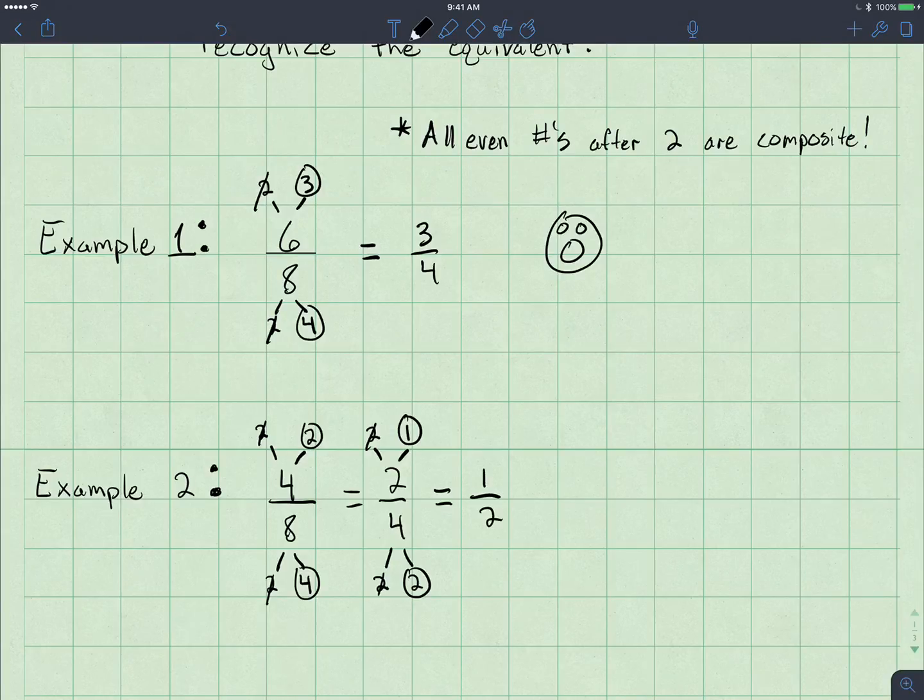And this, everybody, is our least equivalent fraction.